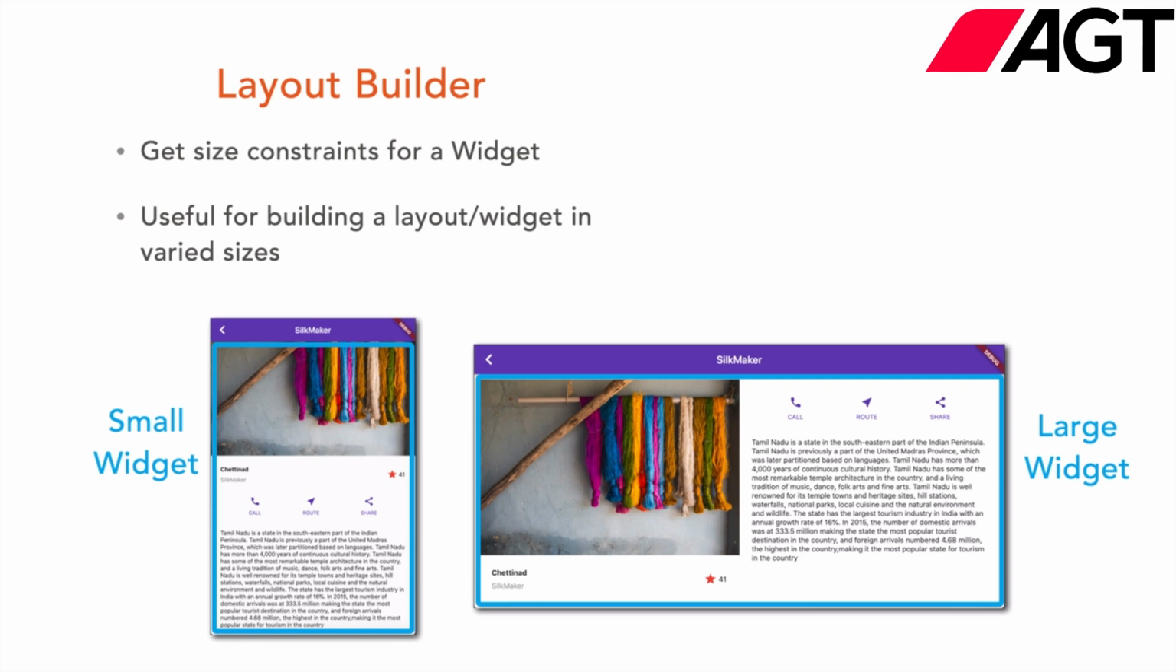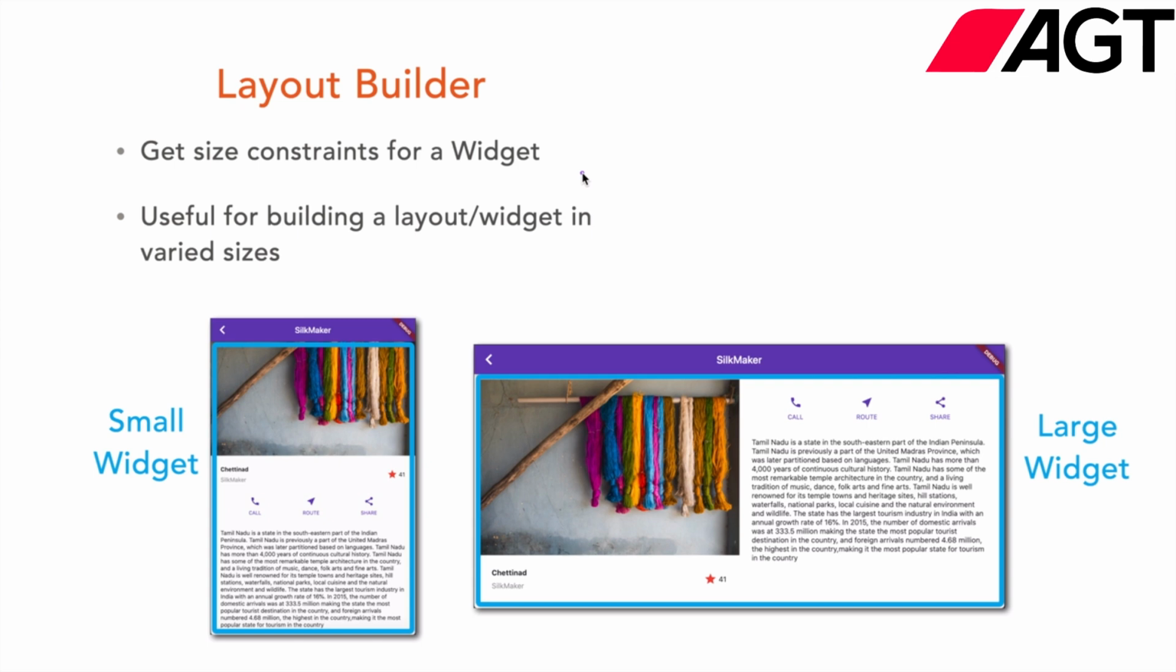Using Layout Builder, you can build a layout or a widget in varied sizes. One of the benefits with Layout Builder is it provides you with local size constraints for a UI component. For example, if you wrap a widget inside a layout builder, every time there is a change in the app window size, the build method will be called and you will receive the box constraints which will have minimum width, minimum height and maximum height boundaries that your widget can take.